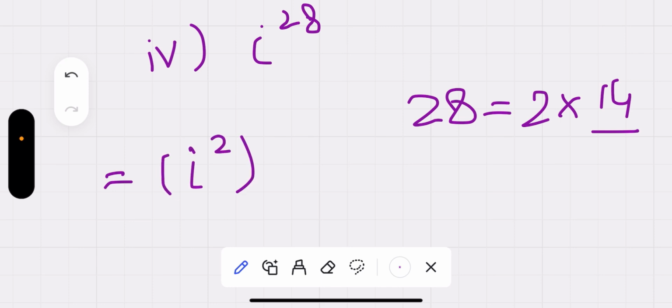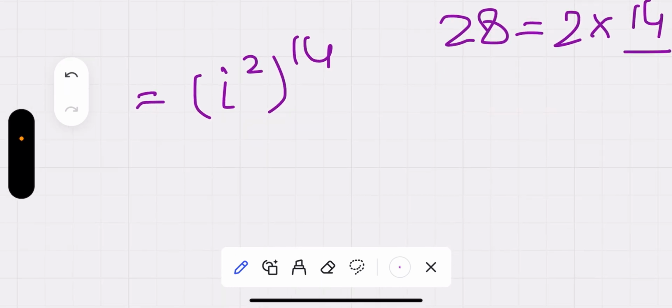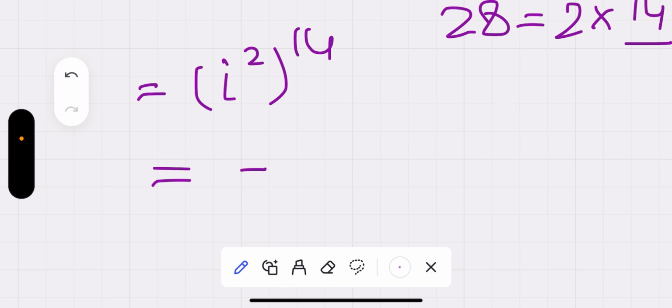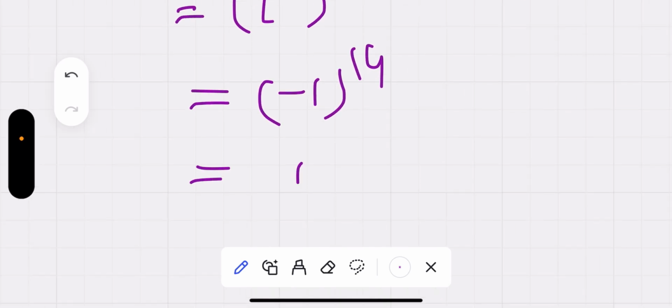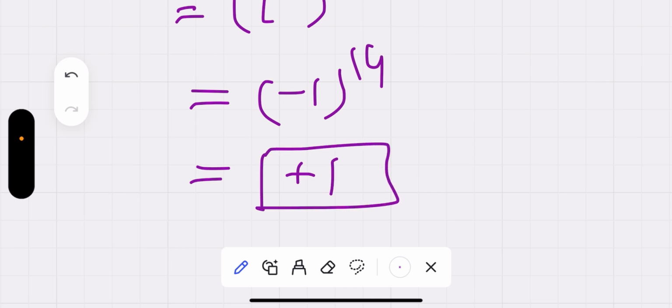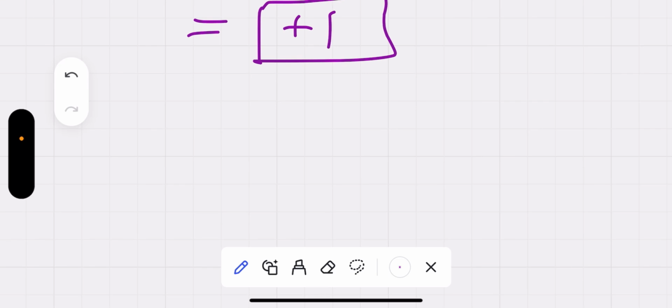iota square times 14. So iota square is minus 1, power 14. Whenever the power is even, we shall get positive 1. This is the answer. Now the answer is a whole number, not in iota form.